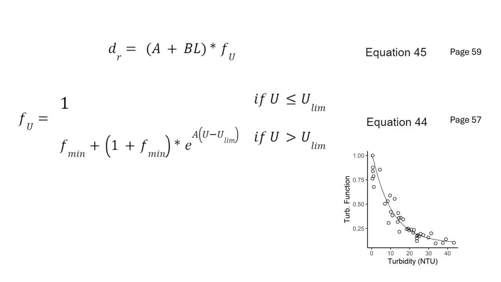The turbidity function is pretty complicated. This is your ability to detect prey as turbidity increases in the water. Your reaction distance to detect prey is a function of your length: A plus B times your length times some turbidity function. The turbidity function is 1 below a certain cutoff, which is another parameter you have to put in, and then has this decaying form with one more parameter in it. So it ends up looking like this. Effectively, it's 1 just below here, and then it decays as turbidity goes higher. So you get less and less able to see your food.